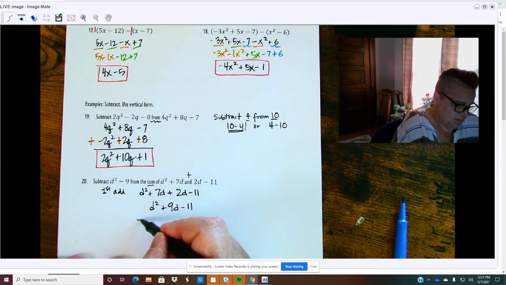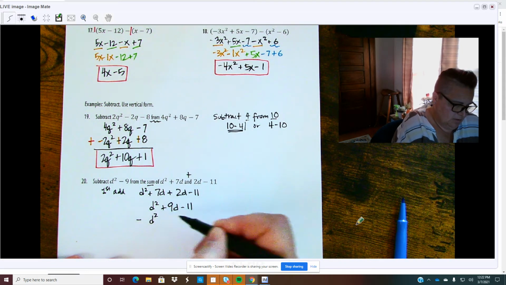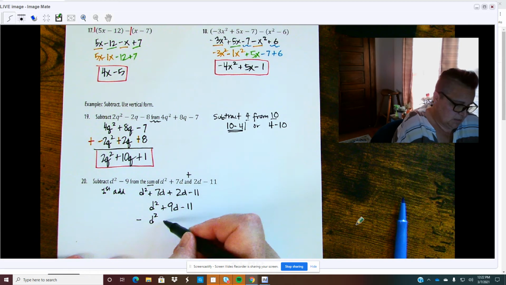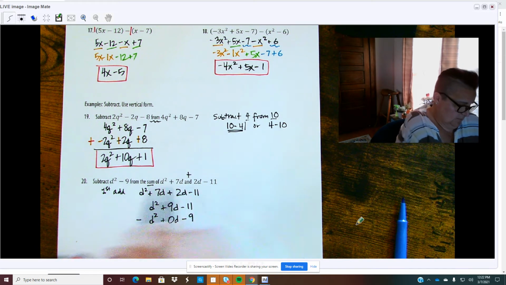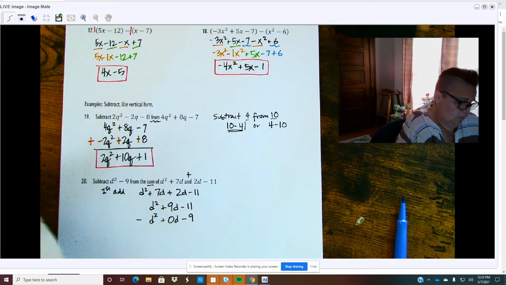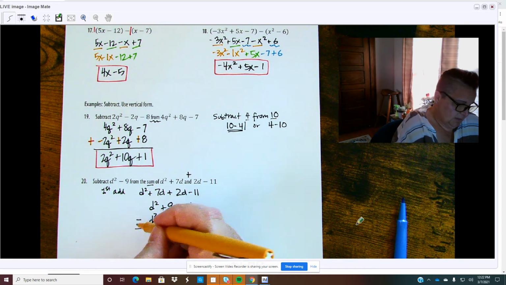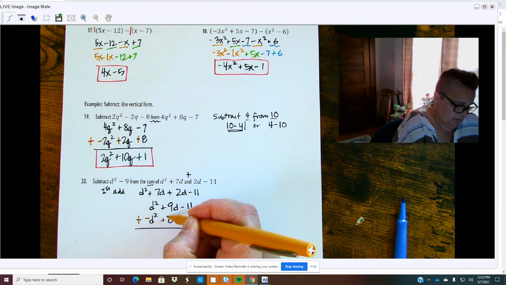From that, we're going to subtract d squared. Oh, I don't have any d's. Plus 0d minus 9. Since we are subtracting them, that's the same as adding the opposites.